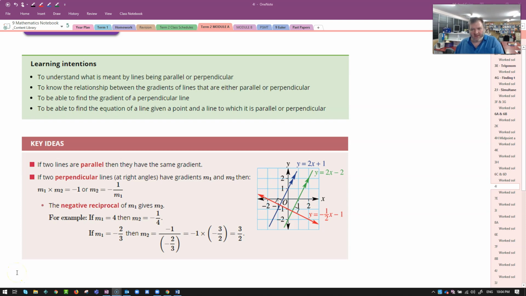Welcome back, Year 9's. Exercise 4I today: parallel and perpendicular lines. You probably already know what those words mean, parallel and perpendicular.